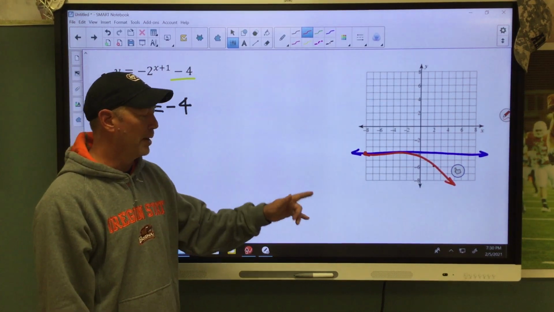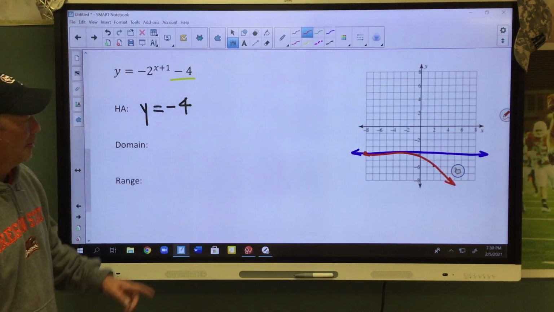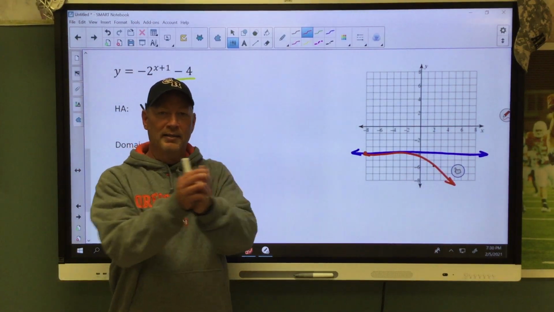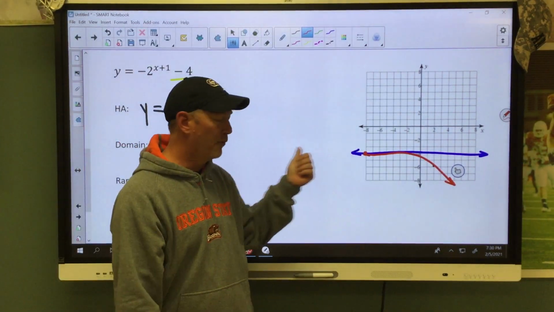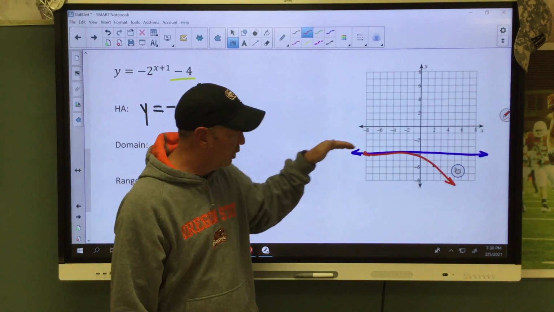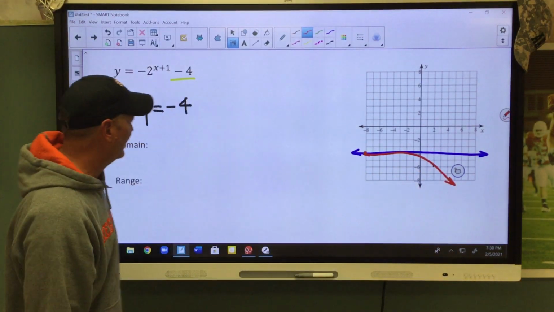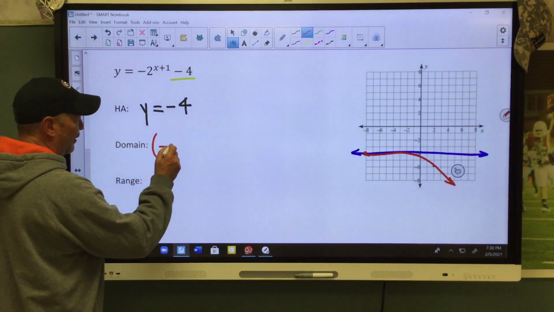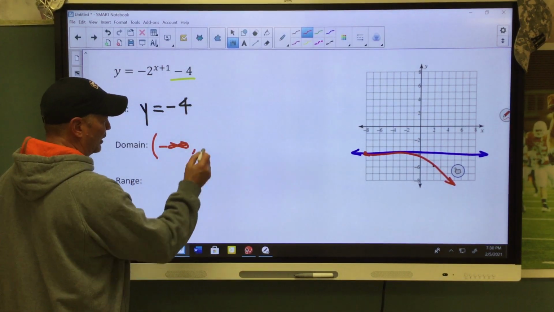But let's talk about our domain and range now. Okay? My domain talks about going to the left and to the right. This is going to go to the left forever, which is -infinity. It's going to go to the right forever, which is +infinity. So my domain is -infinity to +infinity.